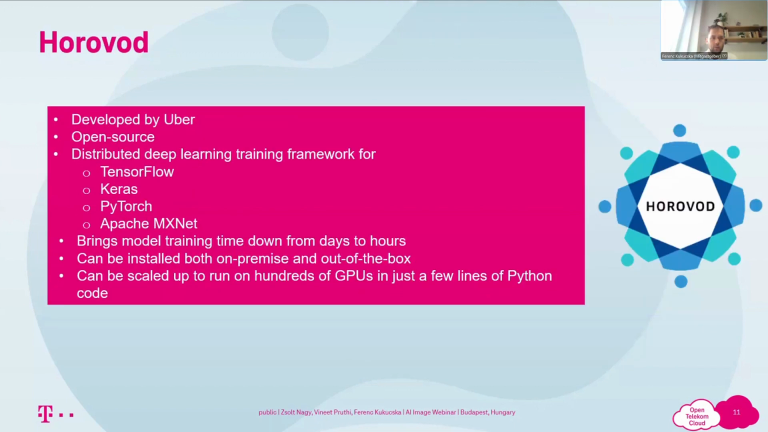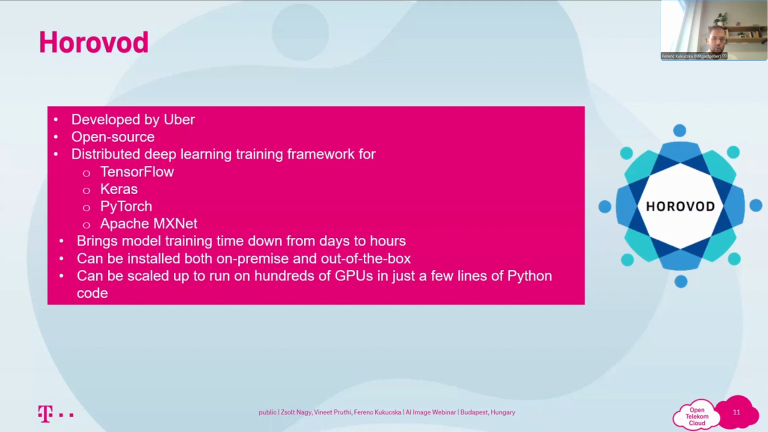Horovod. After the main six environments comes the much talked about Horovod. Horovod is a distributed deep learning training framework for TensorFlow, Keras, PyTorch and MXNet. Horovod was originally developed by the car sharing company Uber to make distributed deep learning fast and easy to use, bringing the training time from days and weeks to hours and minutes.